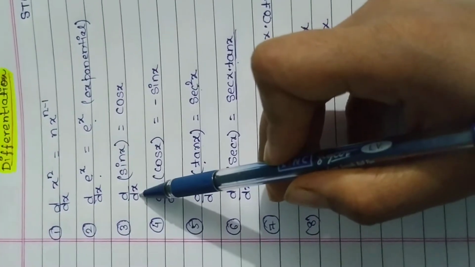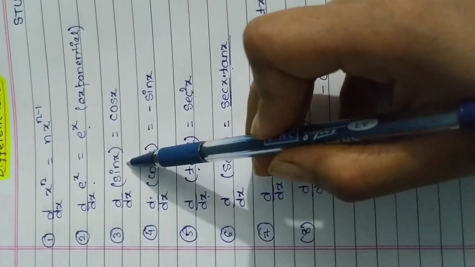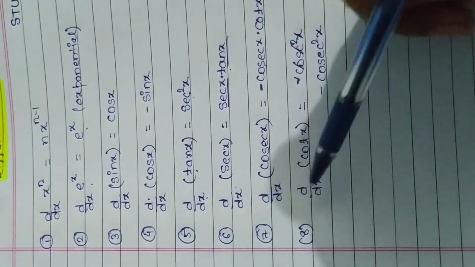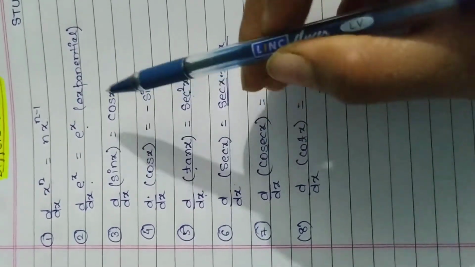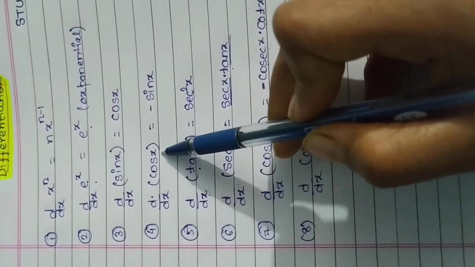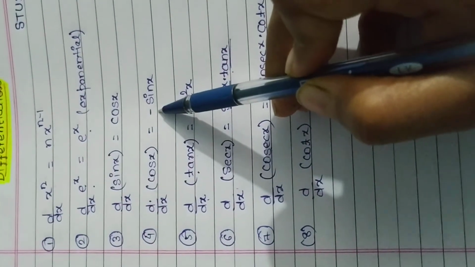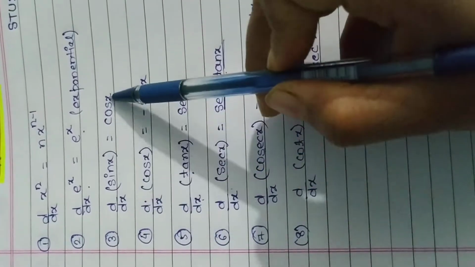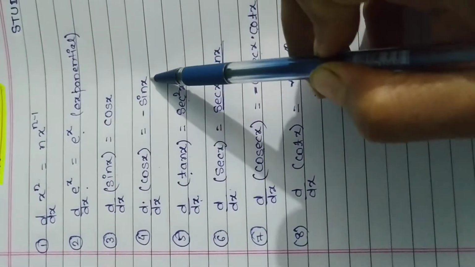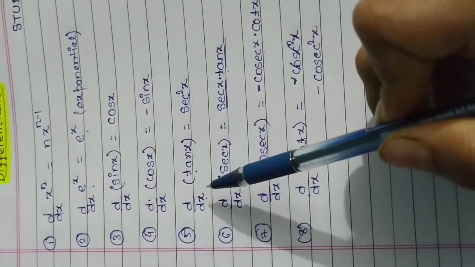The third formula is d by dx sin x. The trigonometric differentiation we are going to learn here. d by dx sin x is very easy, cos x, and d by dx cos x will be sin x with a minus sign. So just opposite. Here sin x gives cos x and cos x gives minus sin x, so it is easy to remember. You must have remembered it.